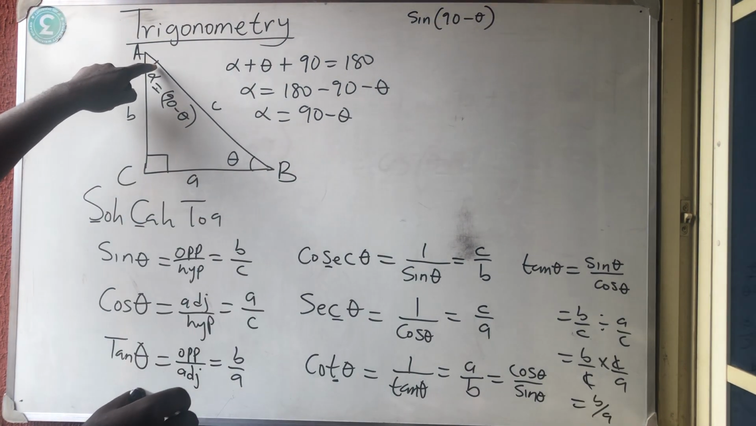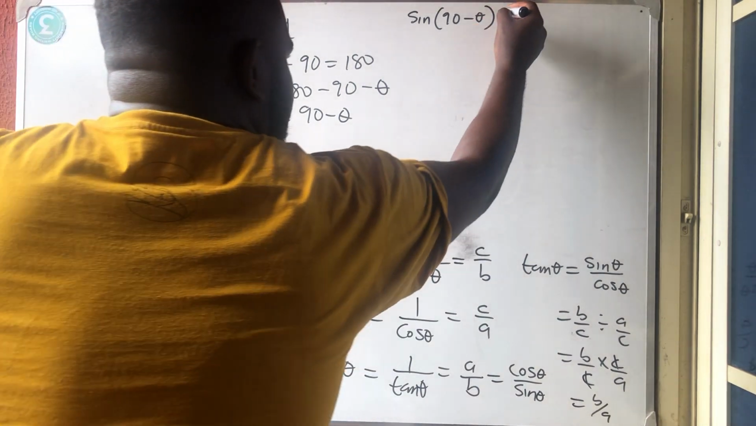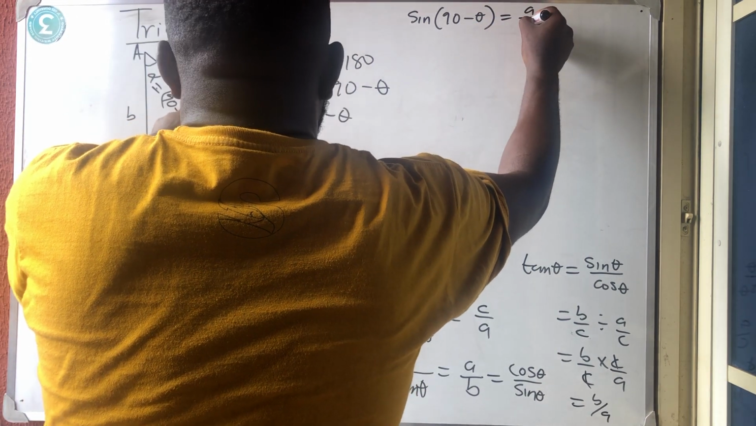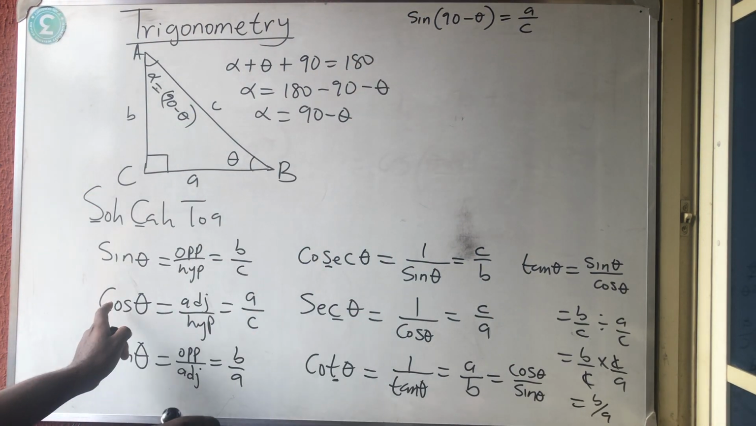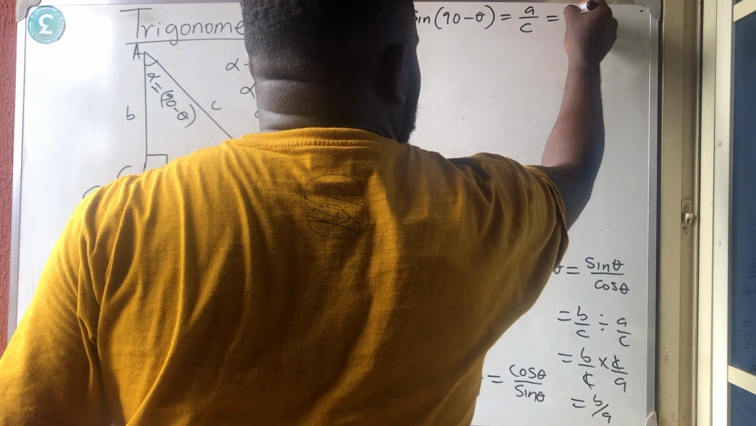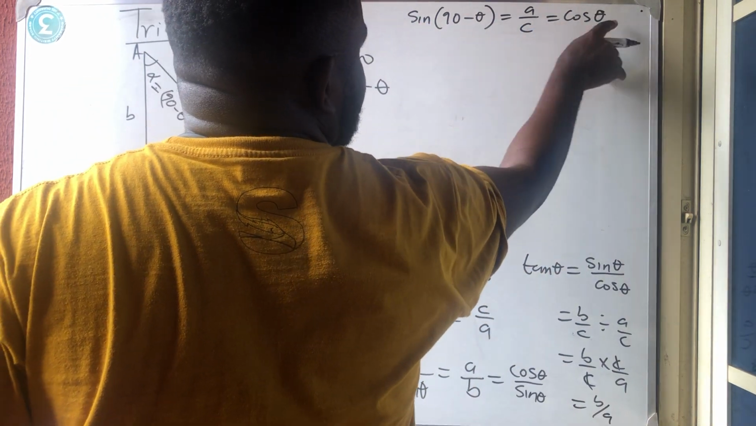If we are talking about this angle now, the opposite becomes here now. So opposite over hypotenuse. So opposite is now a over what? Hypotenuse c. And if you see, we got that a over c is the same thing as cos theta. Therefore, sine 90 minus theta is the same thing as cos theta.